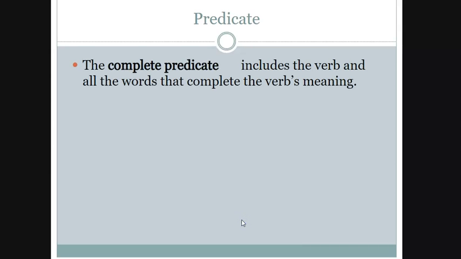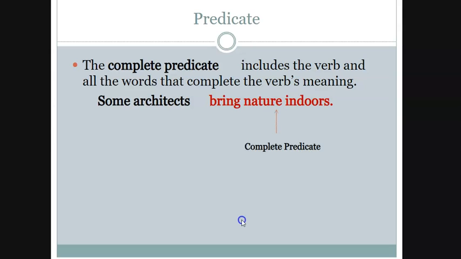What about the predicate? The complete predicate includes the verb and all the words that complete the verb's meaning. Some architects bring nature indoors. Bring nature indoors is the complete predicate. So, have you got it, my dear students?